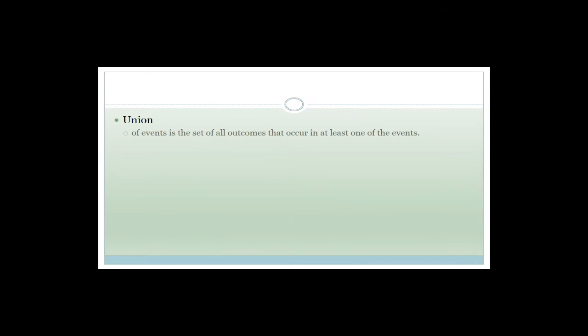Okay, so now let's talk about unions and intersections and dependent and independent results, because we need to know that. So union of events is a set of all outcomes that occur in at least one of the events. The notation is A U B, U standing for union. So for example, we've got A, which is the numbers 1, 2, 3, and 4. B is the multiples of 3 up to 9. So it's 3, 6, 9. Do you agree the union of this is going to be 1, 2, 3, 4, 6, and 9? Because it is everything that's in this one plus everything that's in that one. And you don't have to write the 3 a second time. So that's what union means.